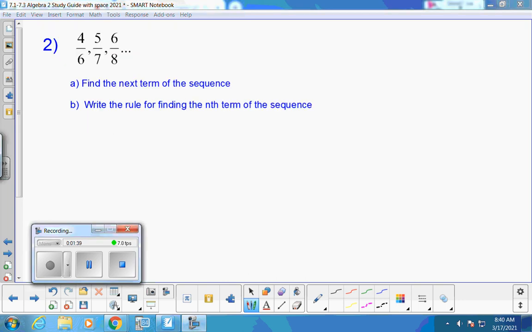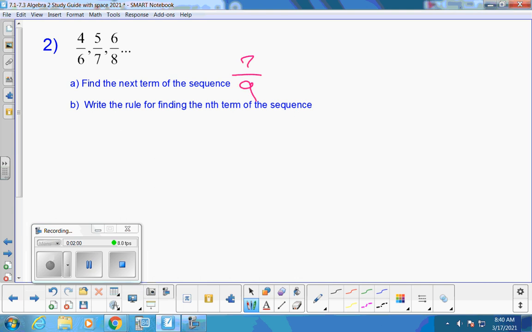Number 2, my last class was getting hung up on thinking this was arithmetic or geometric. It doesn't have to be arithmetic or geometric. You just have to be able to find the pattern. Do you see a pattern developing here, and do you know what would come next? Dick? 7 over 9. Good. So the next term would be 7 over 9.